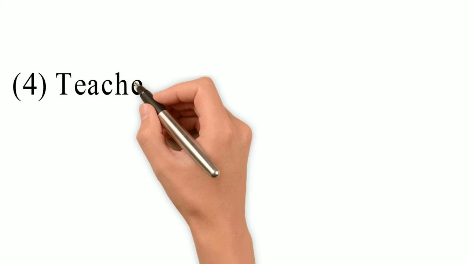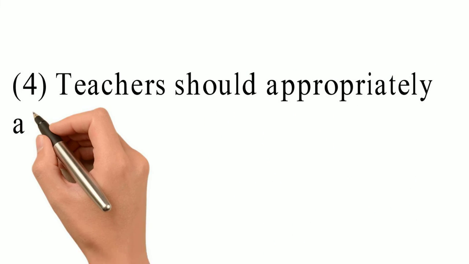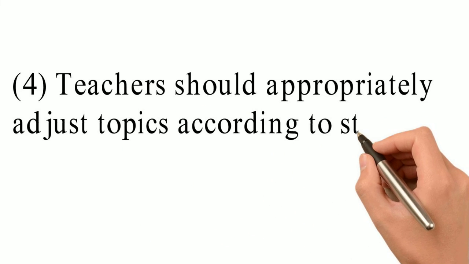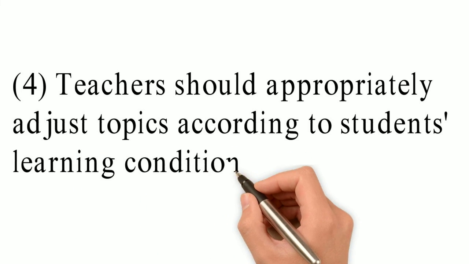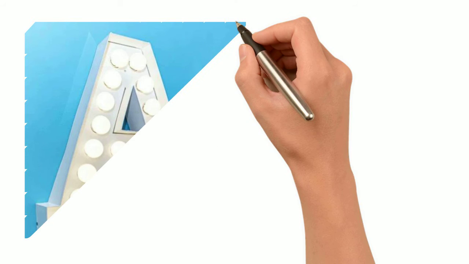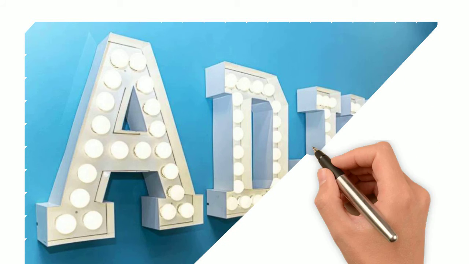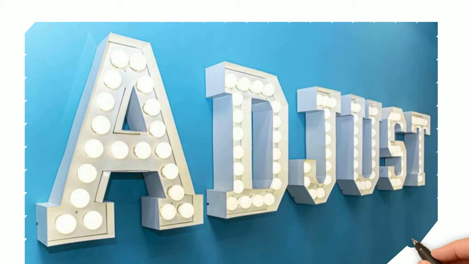Finally, teachers should appropriately adjust topics according to students' learning conditions. In the teaching process, it is inevitable that students generally think that the question is too simple or too difficult. Teachers should adjust the level appropriately at this time to correct the difficulty to the general level of the students, so that the students can pass smoothly and increase the sense of accomplishment and confidence. They will be more motivated, not bored or frustrated.